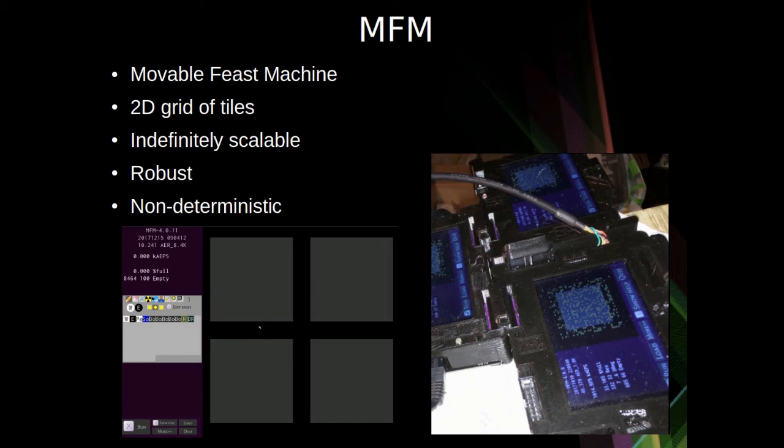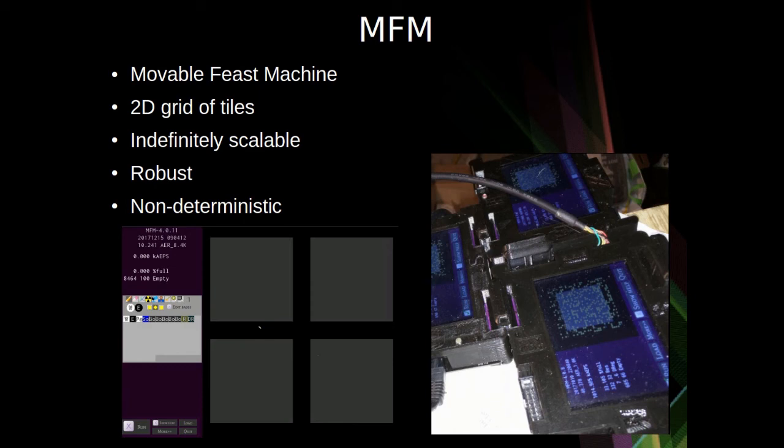So basically the idea is this machine is a 2D grid of tiles put together in some sort of a brick wall fashion, and it's indefinitely scalable. So you can add in as many tiles as you need or remove as many tiles as you need, and it shouldn't affect the program. You shouldn't have to restart the system or anything like that. So you can see a prototype of the tiles on the right here.